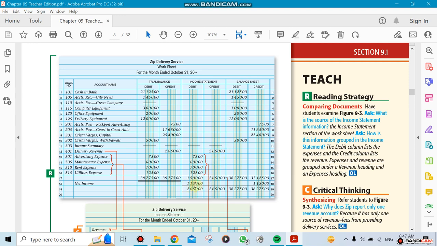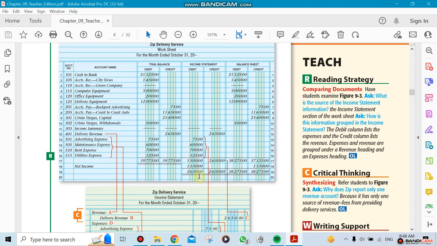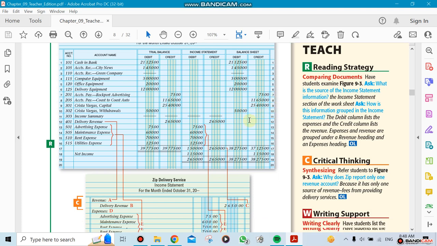It's going to show a profit of $1,150. Now add it to the expenses, and you're going to see that it's going to be balancing. So the two columns will be balanced. Okay, now the next two columns after that will be what? The balance sheet. So the balance sheet, we'll leave it to the next section. We'll talk about it also.